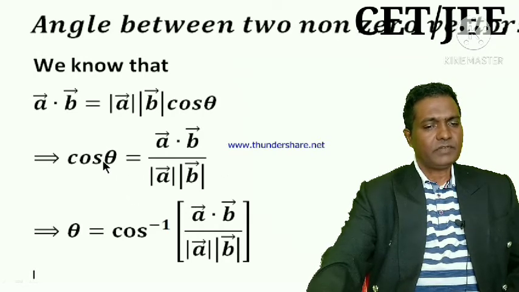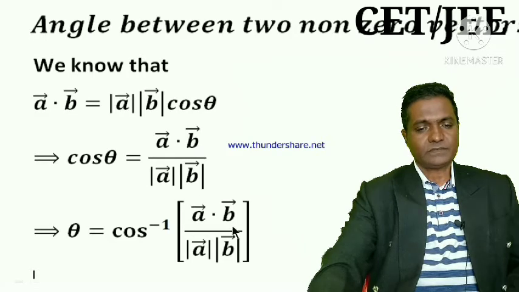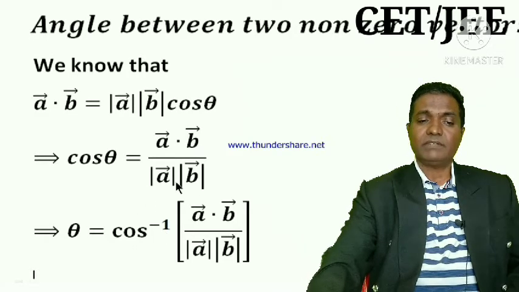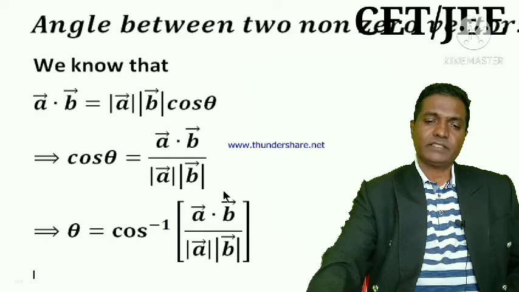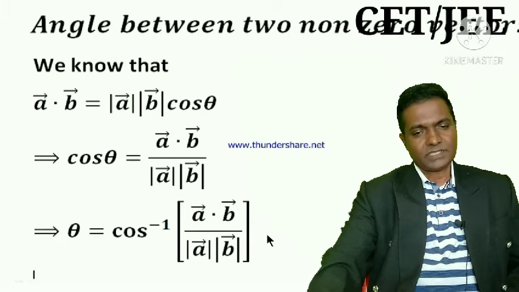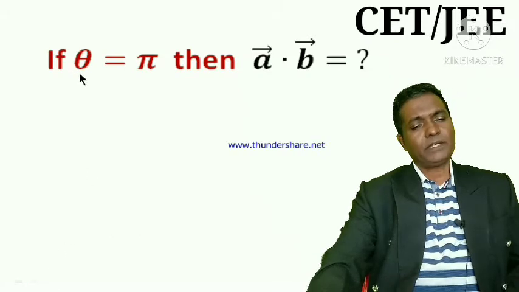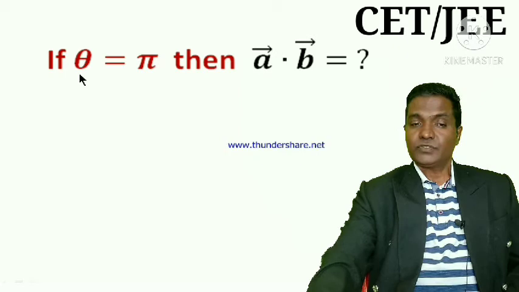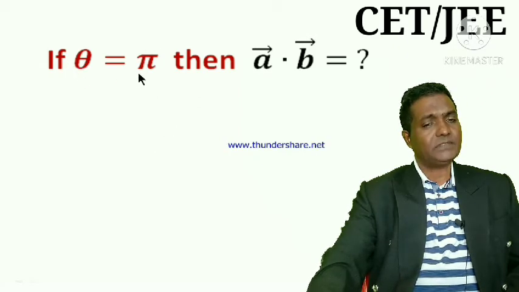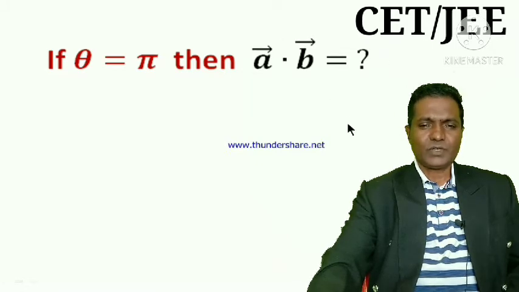Even if you want, you can write theta is equal to, if you transfer cos to this side, cos inverse of this quantity. So you can find the angle between two vectors either by this formula or directly by this formula. So let's see much more on this. What will happen if the angle between two vectors is 180 degrees? Means if theta is 180 degrees, then what will be their dot product is the question here.